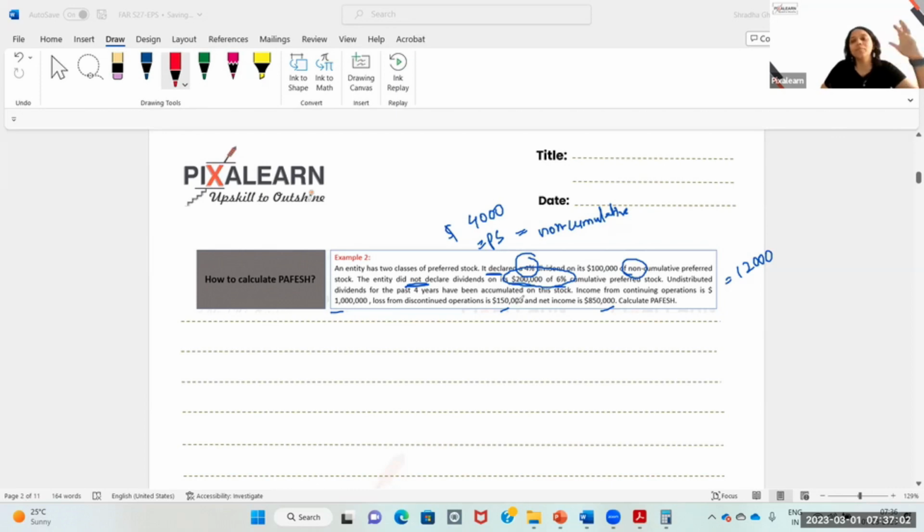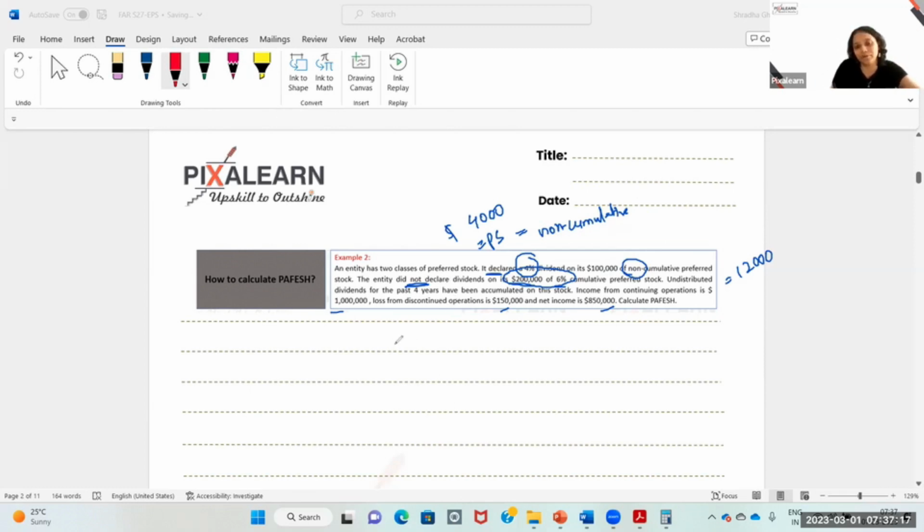Yes, guys? How much should we reduce from our net income? Is it 4? Is it 16? Is it 12? Is it 12 into 4, which is 48? What is the figure that you think should be reduced?